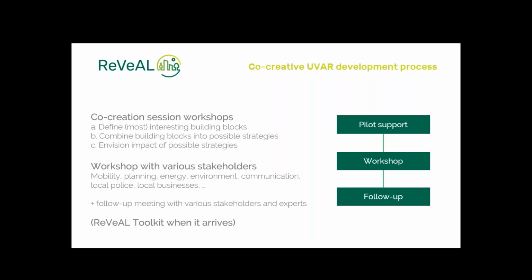In the second part, we combined these building blocks into possible strategies to see if existing or new strategies were possible for the city. And the third part, which is still an ongoing process, just as well, the broader picture of the UVAR development process, is envisioning what the possible impacts of strategies could be. Here it's still open if we would focus on a soft assessment for different strategies, or a more detailed assessment for one specific chosen strategy.